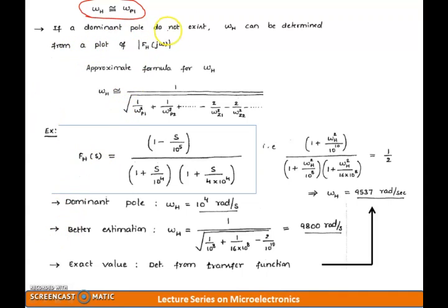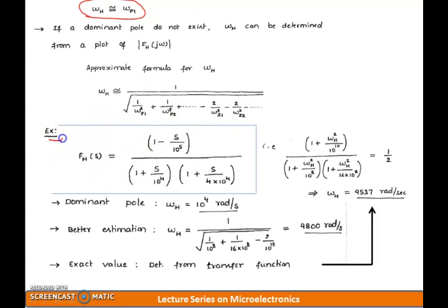If a dominant pole does not exist, then I can determine omega h from a plot of the transfer function, or from the approximate formula for determining omega h, which we have done in the previous lecture, where omega h is approximately given by 1 upon the square root of 1 by omega p1 squared plus 1 by omega p2 squared, and so on, minus 2 upon omega z1 squared minus 2 upon omega z2 squared, and so on. So we have also seen an example.